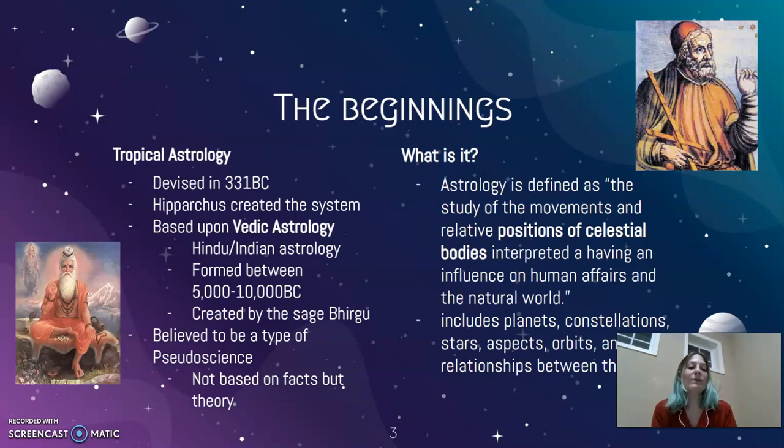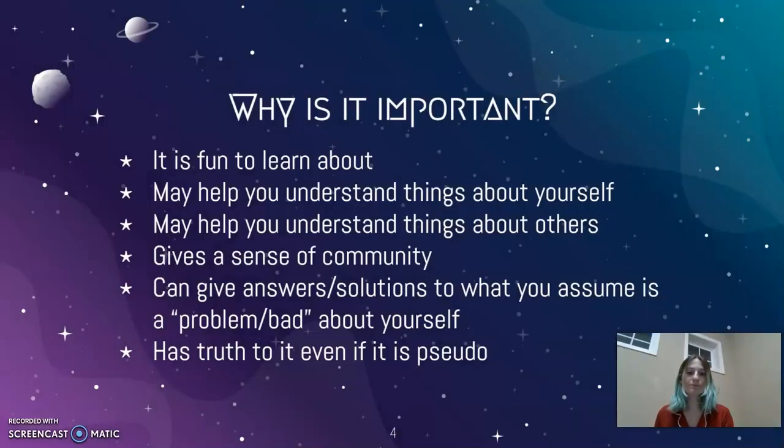But basically what this means is the positions of celestial bodies on an ecliptic in the sky, just like how the planets are, Earth is, and the relations between them and how we define them in ourselves and in the natural world. So this includes planets, constellations, stars, aspects, orbits, and the relationships between them.